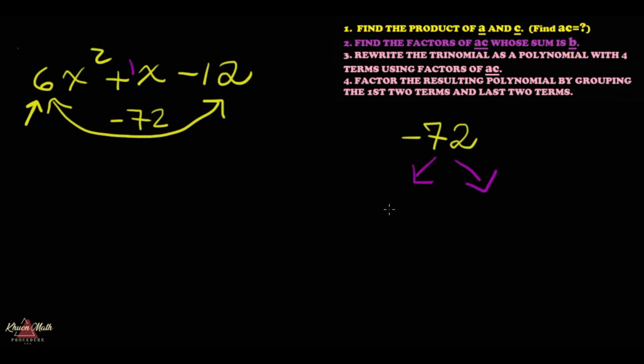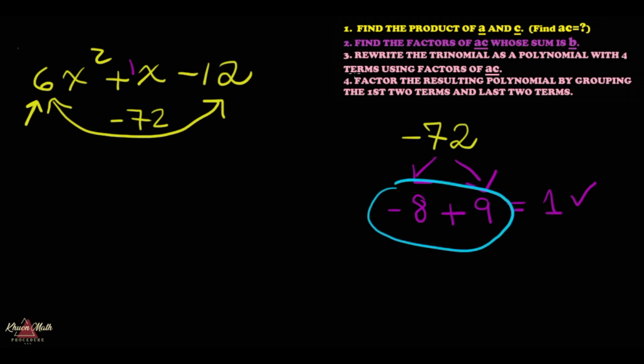How about we try negative 8 and a positive 9. Let's see if this works out. So we have negative 8 times 9 is negative 72. And then we take negative 8 plus 9. Well, we'll get a positive 1. And yeah, that works out. Positive 1, and that's what we're looking for.